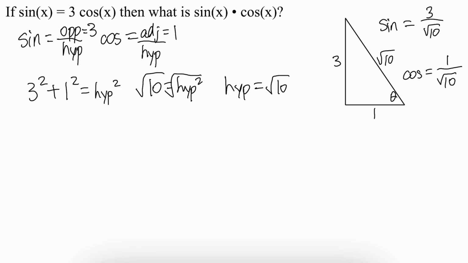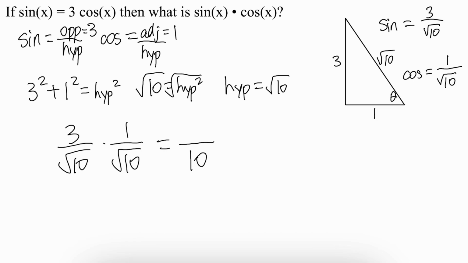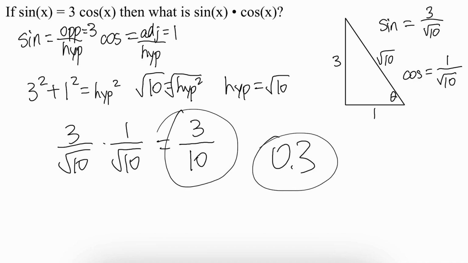So now we just have to find sine times the cosine of that angle measure, and it's really easy. 3 over root 10 times 1 over root 10. The two root 10s multiply together, and it gives us just 10, and 3 times 1 obviously just equals 3. So yeah, this is your solution, 3 over 10. Or you can also write it as a decimal, 0.3 is also fine. And yeah, that's the entire problem solved.